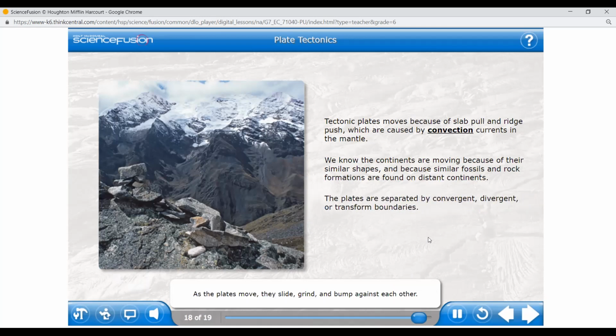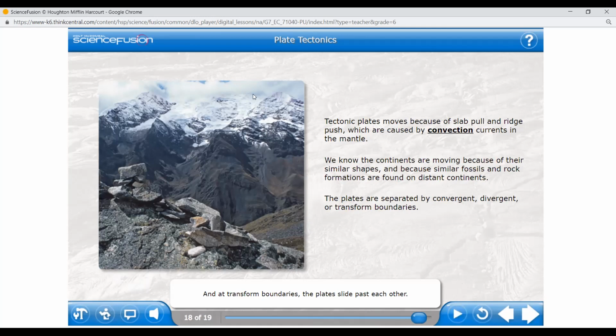As the plates move, they slide, grind, and bump against each other. The plates interact in different ways depending on the motion of the plates. At convergent boundaries, plates can crumple into each other, or one plate may slide under the other. In both cases, different types of mountains may form. At divergent boundaries, plates are pushed apart. And at transform boundaries, the plates slide past each other.